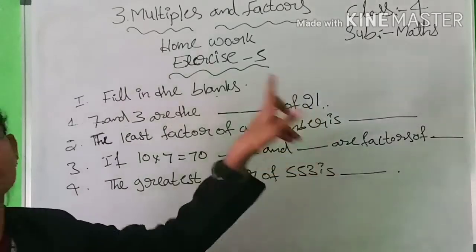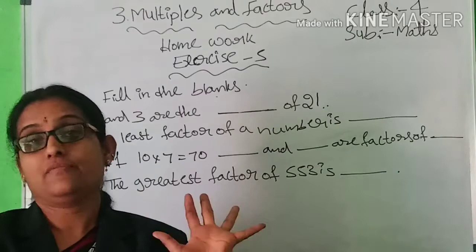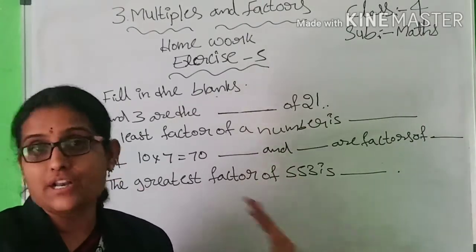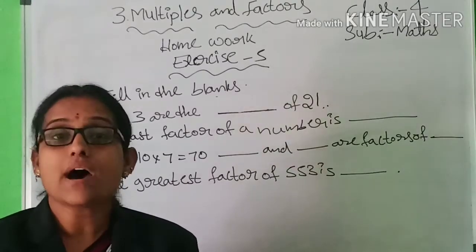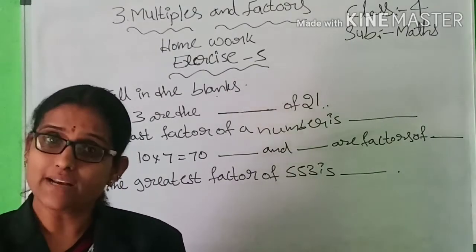Okay, children, you have to read the properties and Exercise 5, first bit, then only solve these problems in your rough note. Okay, children, those who have not completed your fair notes, you have to complete your fair notes.